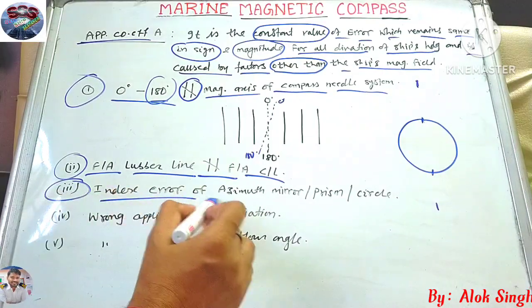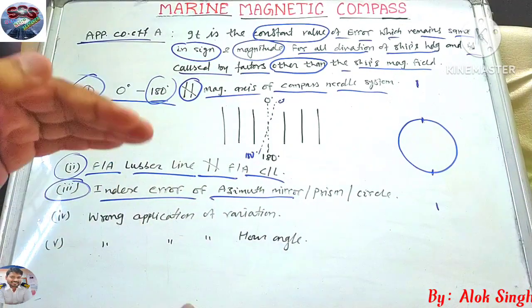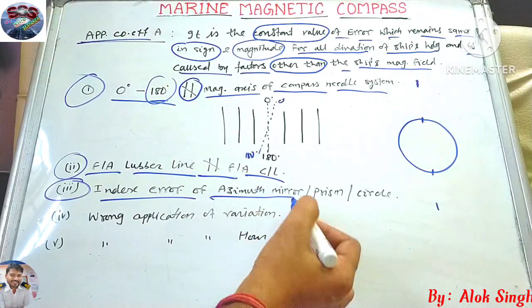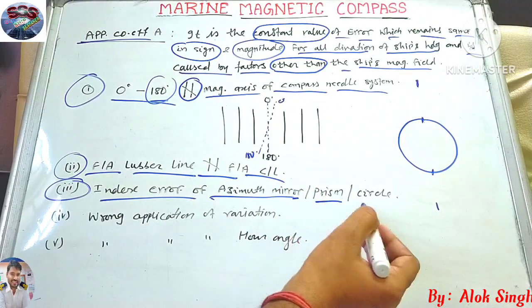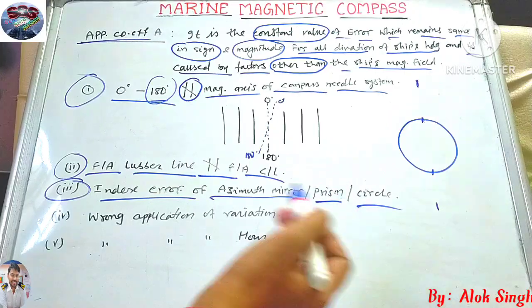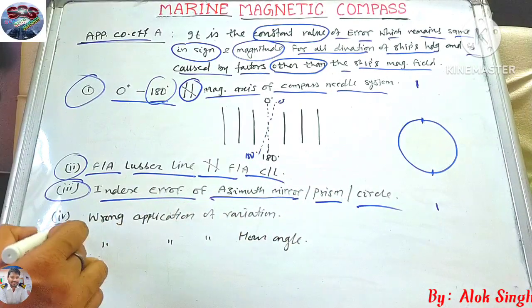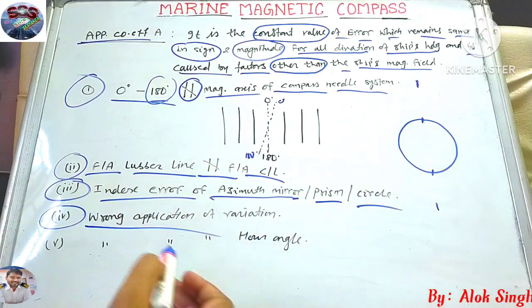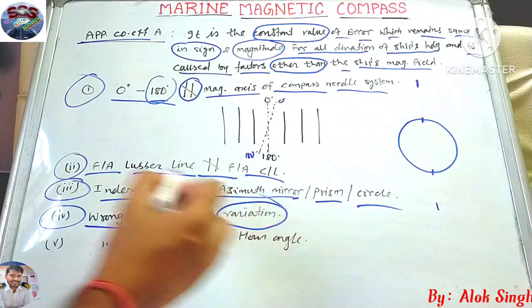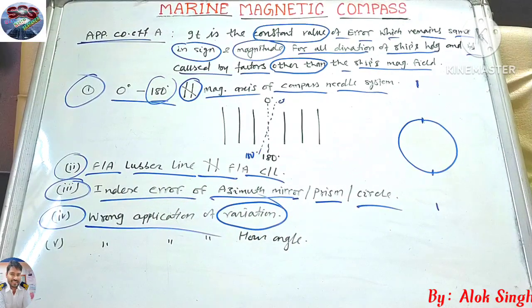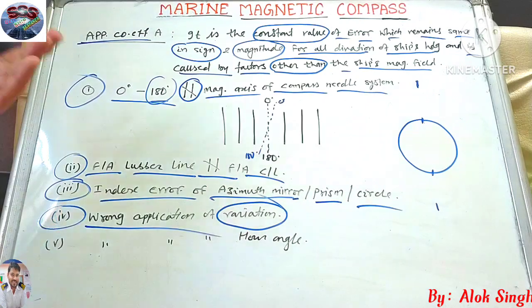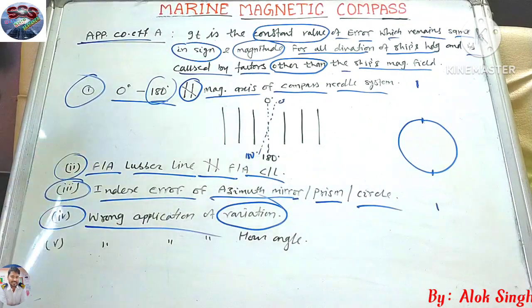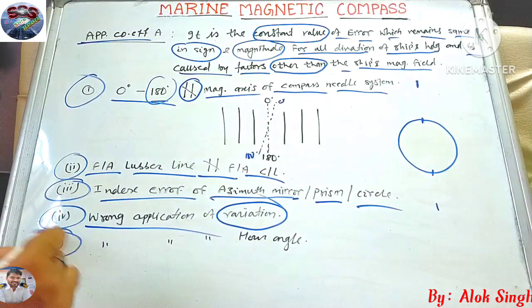The third one is index error of the azimuth mirror, the one which we use to measure. If there is some error in that particular thing, like the prism, azimuth circle, or azimuth mirror, that might be the reason. Or the other one might be that you have applied the wrong variation. Because of application of wrong variation, you might get this type of error. So this may be another reason.